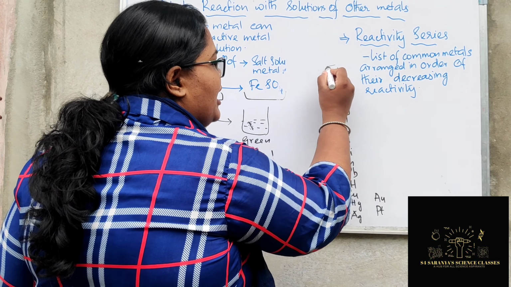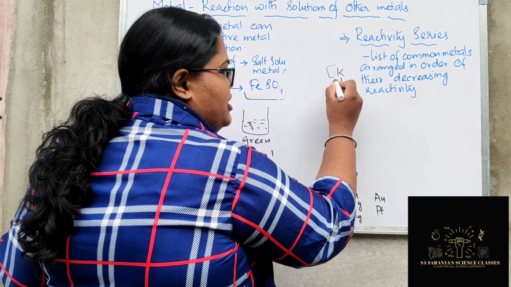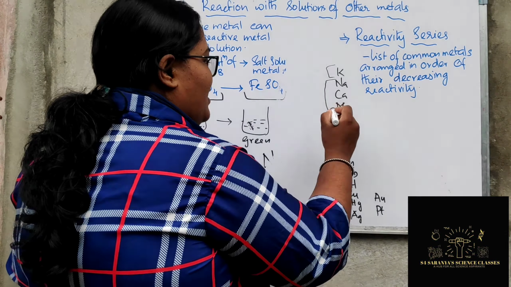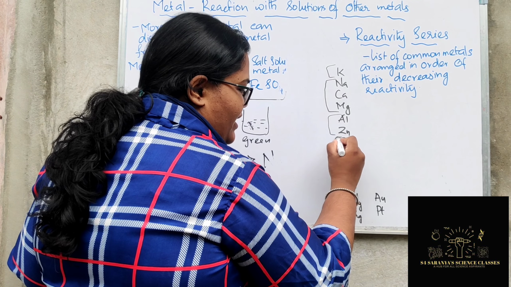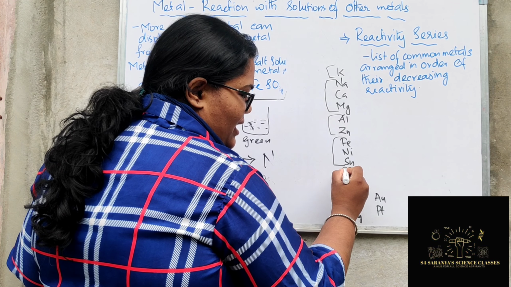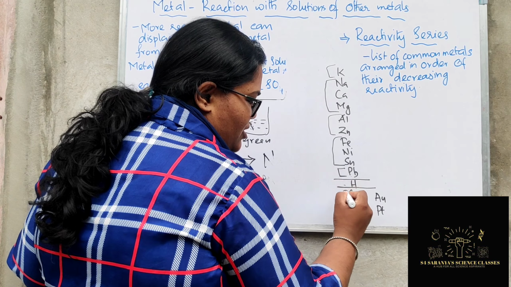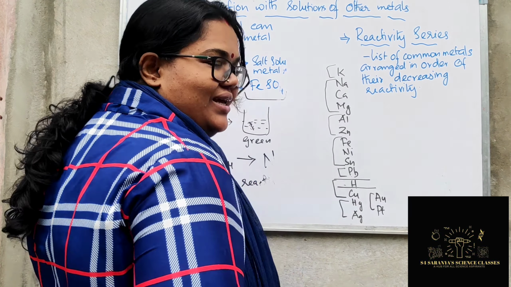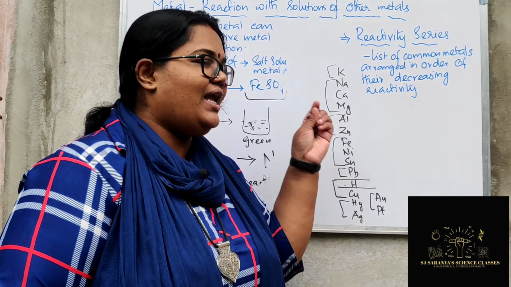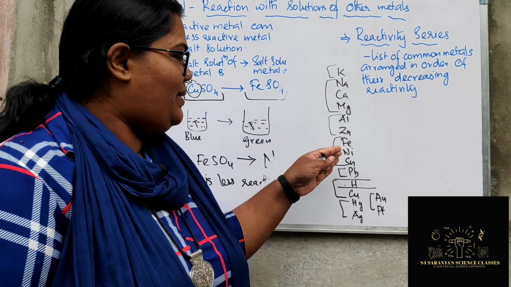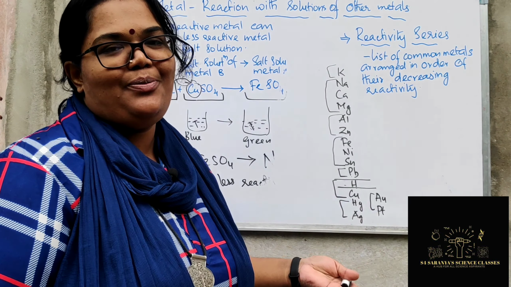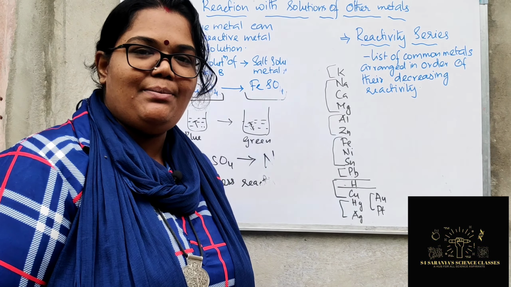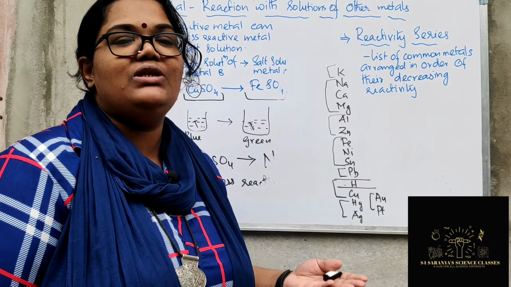K, potassium, Na, Ca, Mg, Al, Zn, Fe, Ni, Sn, Pb, H, Cu, Hg, Ag, Au, Pt. So it is a very easy method to learn. You can learn the reactivities very easily, so that you will remember them, and from this you will understand how the reactivity goes.